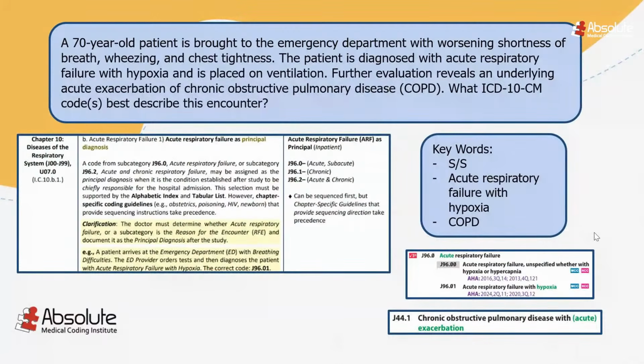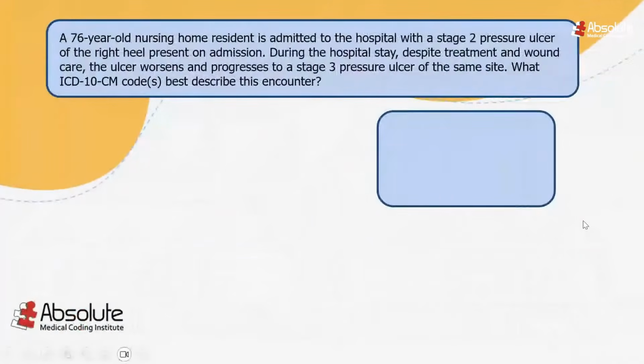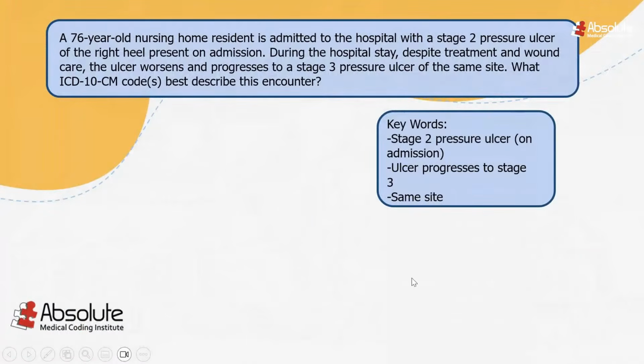Here we are. Here's going to be our second scenario. Again, I won't read the whole thing, but the keywords that we are taking out of here are going to be, again, that stage 2 pressure ulcer. That's what the stage was on admission. The ulcer progressing into that stage 3, and also the pressure ulcer being of the same site.